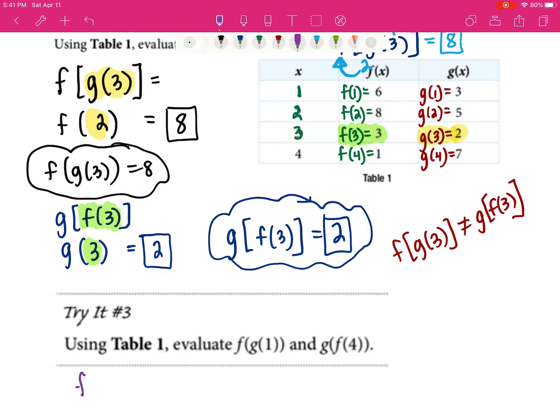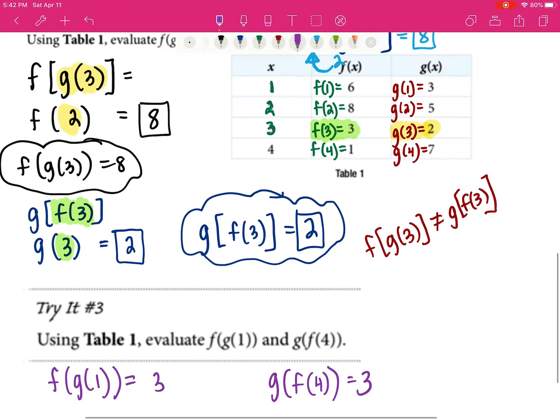f of g of 1 is equal to 3, and g of f of 4 is also equal to 3. So f of g of 1 is equal to 3, and g of f of 4 is equal to 3.